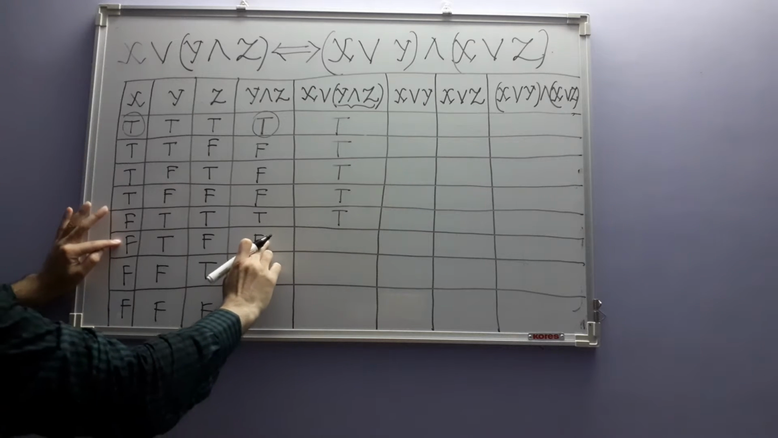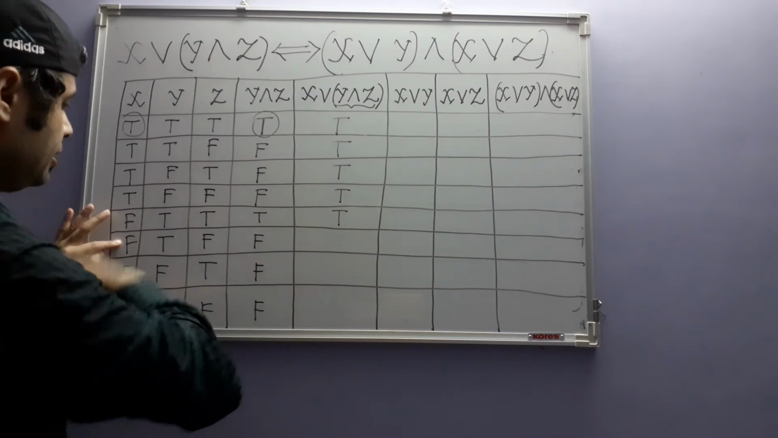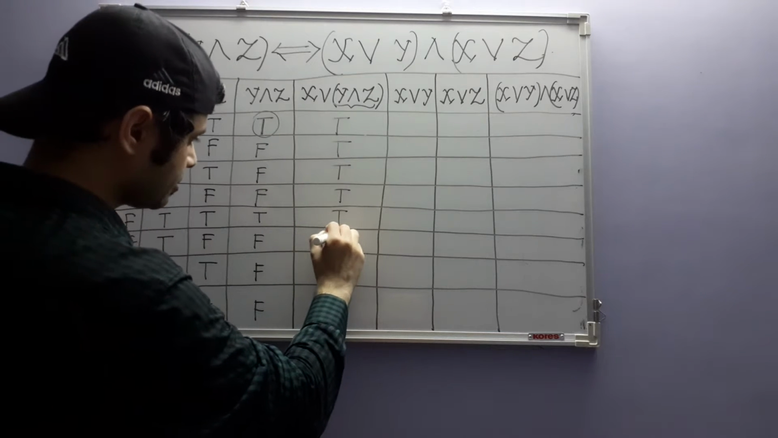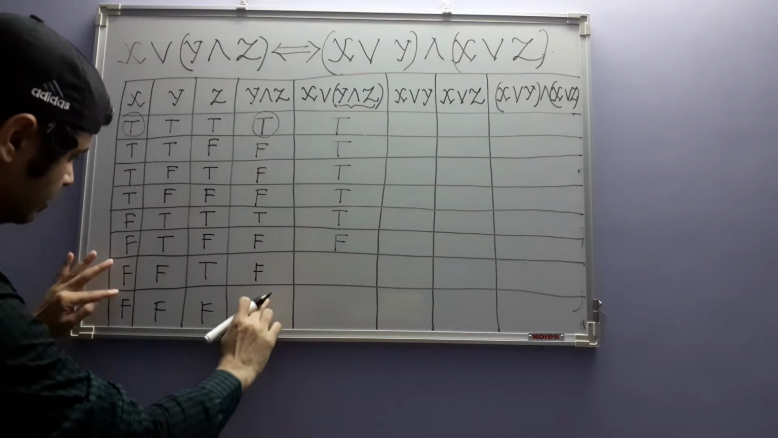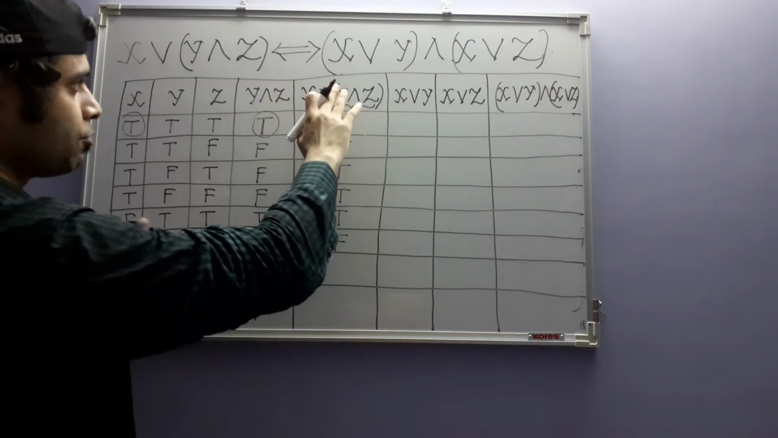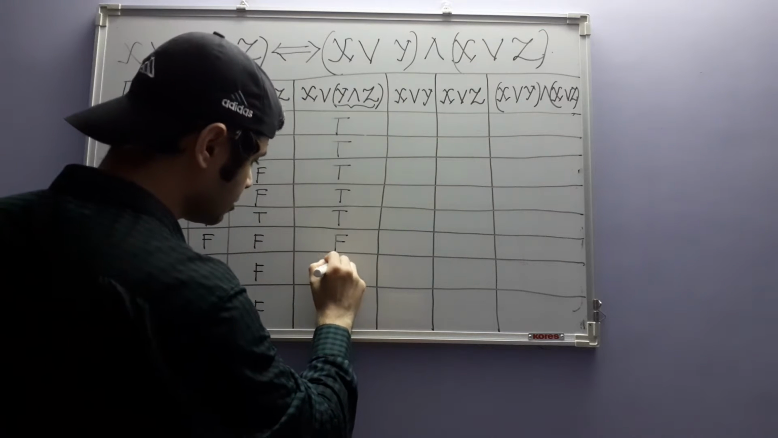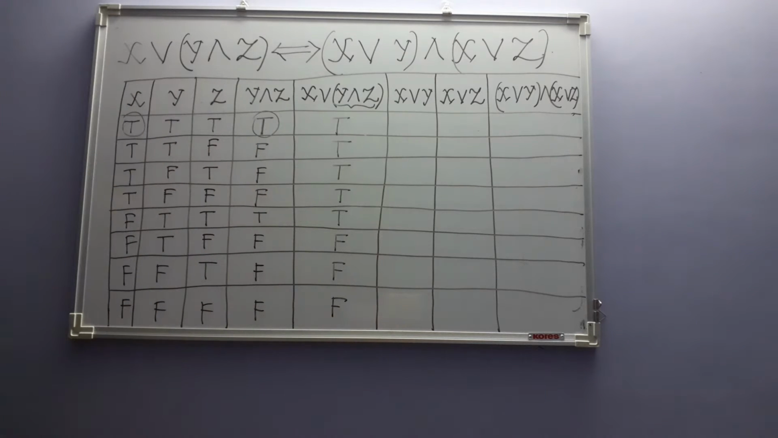Here, however, both x and y and z are false. In this case, disjunction is false. Here also, again you see that in these three cases, both the statements x and y and z are false. So their disjunction is false in each of these three cases.